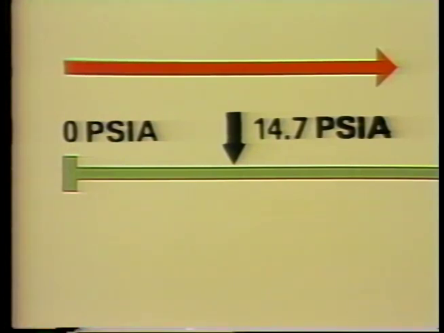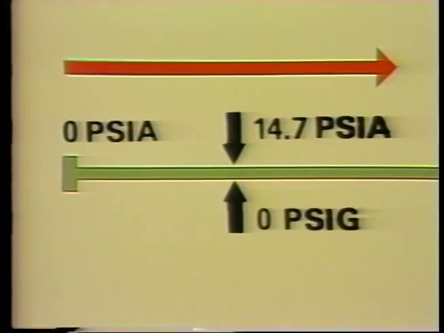The gauge scale uses atmospheric pressure as its reference point. So, at sea level, 14.7 PSIA is equivalent to 0 PSIG. The gauge scale increases in this direction also. What's important for you to understand at this point is how to convert from one scale to the other. Your conversion factor will always be atmospheric pressure.